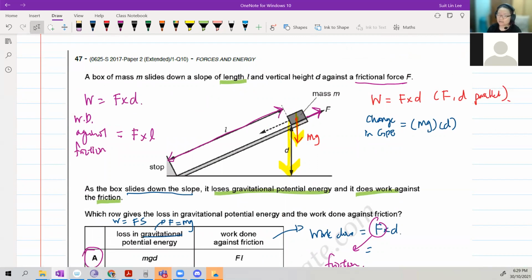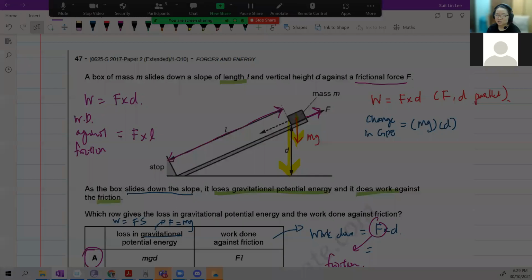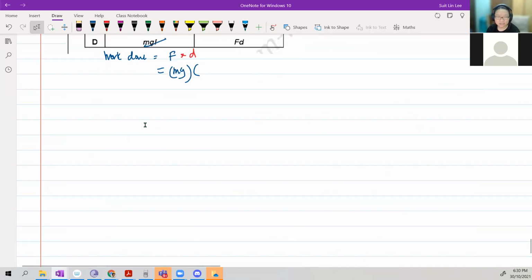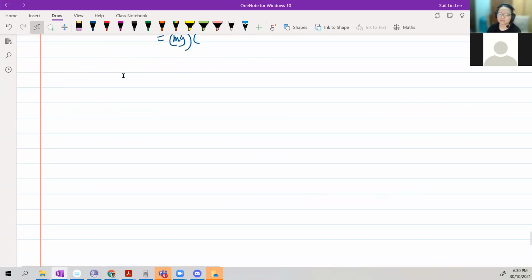Whenever you look for work done, always remember to take the force multiplied by the parallel distance. Perpendicular distance is the moment one.